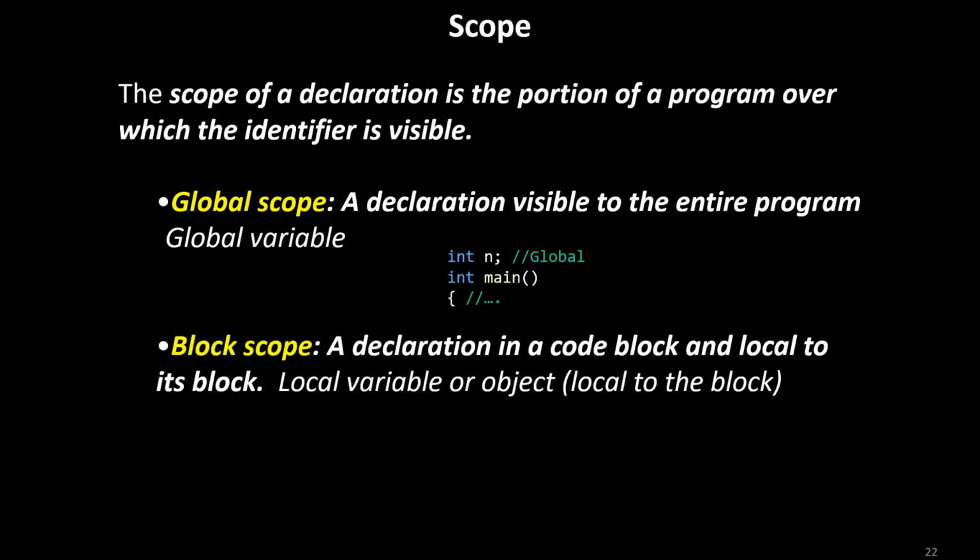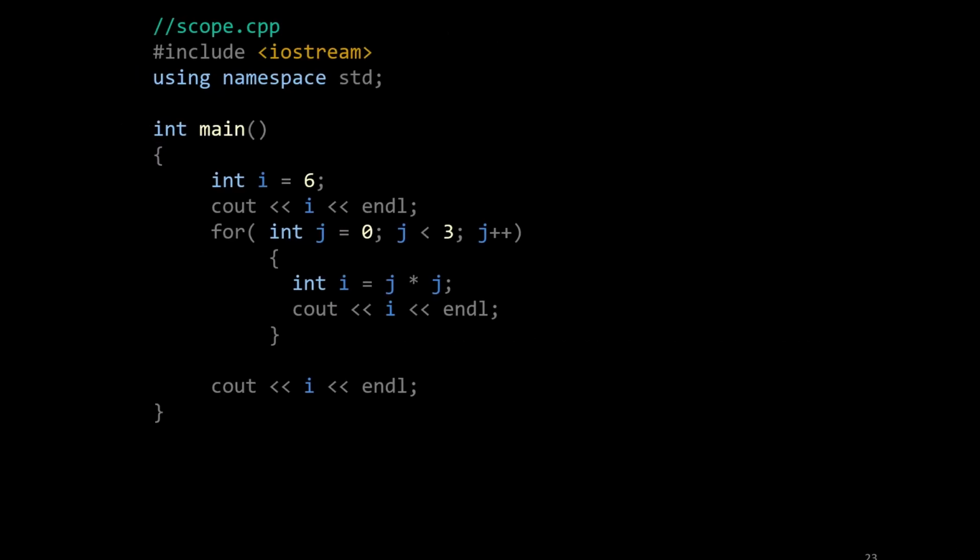The second one is block scope, a declaration in a code block and local to its block. Local variables are objects. So in this example, you can see I've put int i equals 6 inside of main. It's inside the code block. If you look at this particular example, I've got main, which is the larger of the two scopes. I haven't defined anything globally. I've put everything locally, but even within a local scope, you can see that I've got further scopes.